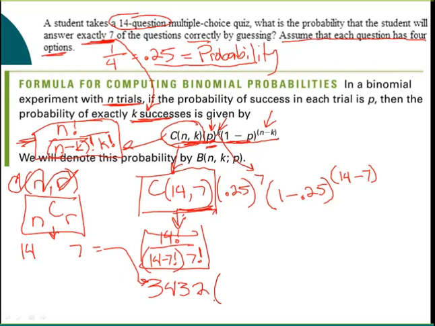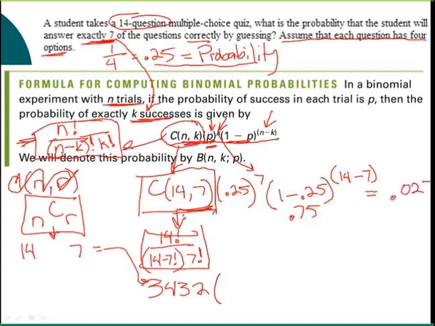So I do the 3432 times my 0.25 to the 7th power times 1 minus 0.25, which is just 0.75. So 0.75 to the 14 minus 7 power, which is just 7, so to the 7th power. And then I push equals, and that gives me this whole answer of about 0.02796.